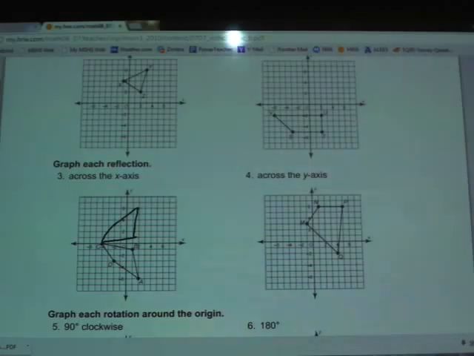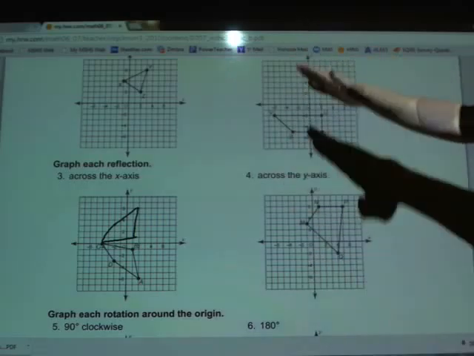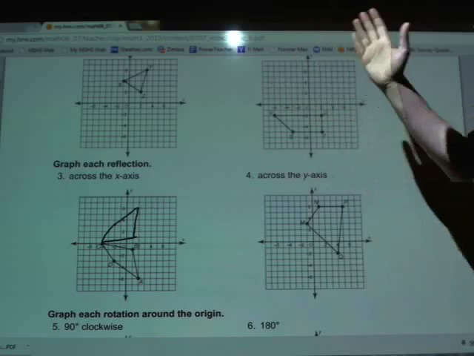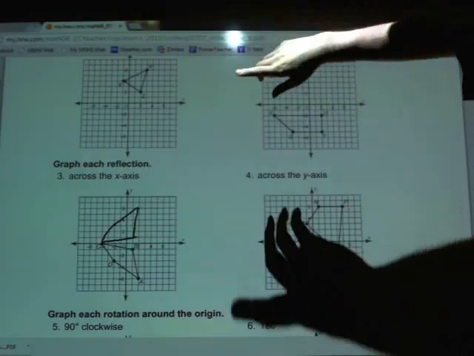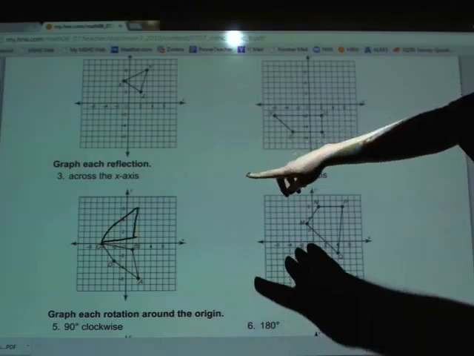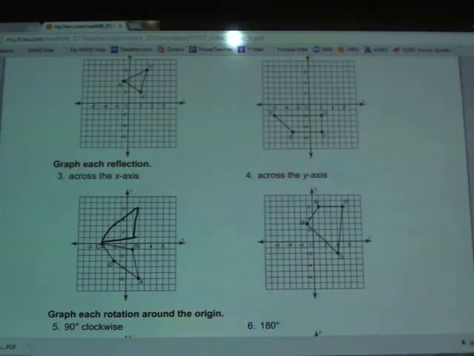You'll do the same thing in question number 4, but it's flipping across the y-axis, so instead of flipping points this way, you're going to move things this way, to the left and the right. So if it's 1 unit to the right, in the reflection it would be 1 unit to the left. If something was 7 units to the left of the y-axis, when you reflect it, it's going to end up 7 units to the right of the y-axis.